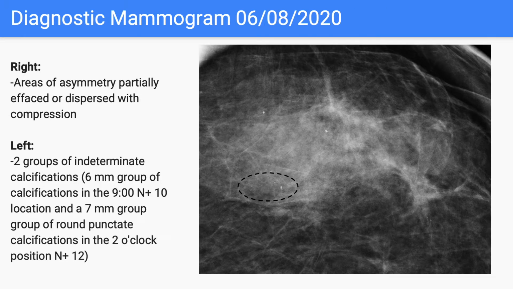On her diagnostic mammogram, the right breast's concern of asymmetry was partially effaced or dispersed with compression, so that was no longer of concern. However, on the left breast, there were 2 groups of indeterminate calcifications that required a biopsy. As you can see, I have encircled one of those sites of calcifications, and that is where a biopsy was taken.